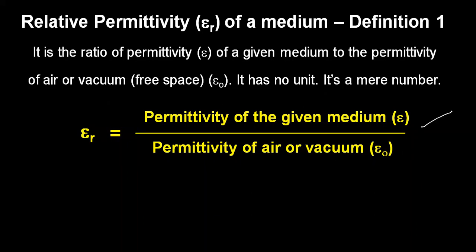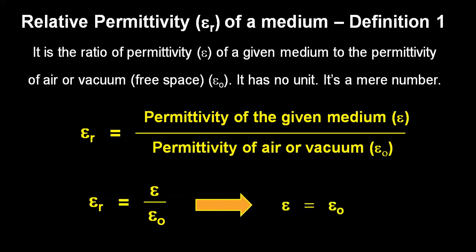Now, from this formula, I can write epsilon sub r is equal to epsilon divided by epsilon naught, where epsilon r is relative permittivity of the given medium, epsilon is permittivity of that given medium, and epsilon naught is permittivity of standard, that is air or vacuum. Now, cross multiplying this, I end up with epsilon is equal to epsilon naught into epsilon r. So this is very important.